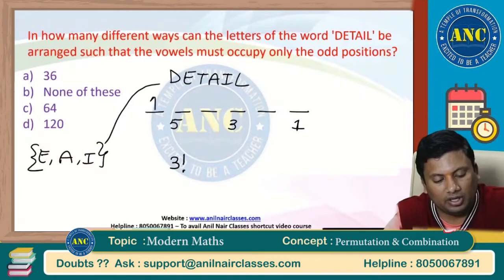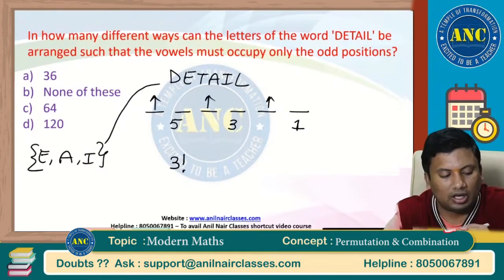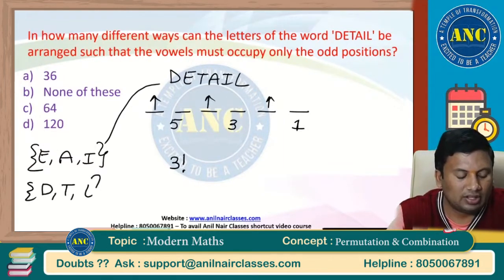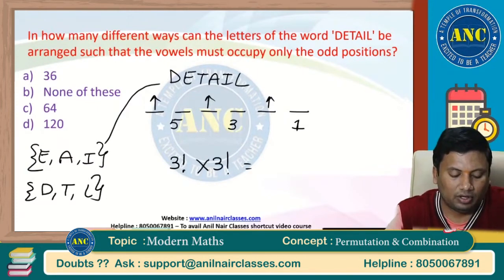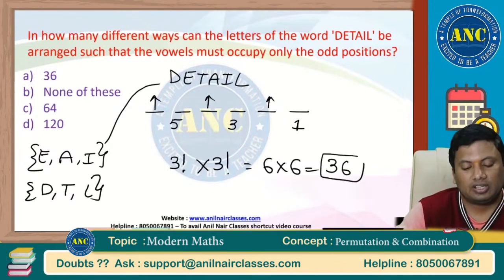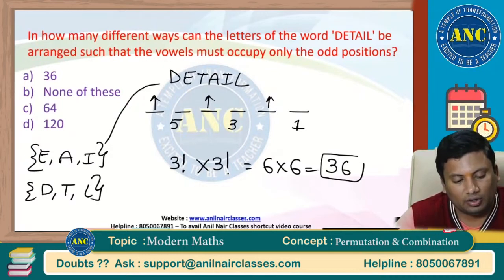Remaining, how many positions are there? 1, 2, 3. How many letters are there? D, T, L. These 3 letters can come in the 3 even positions in how many ways? 3 factorial. So it is nothing but 6 into 6, which is 36. 3 factorial means the answer should be divisible by 3.